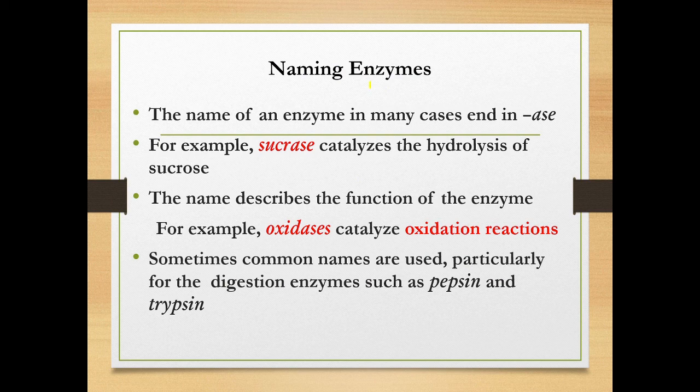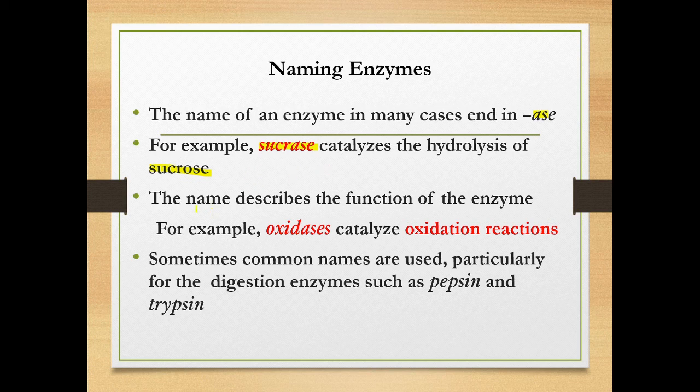And how are enzymes named? The name of an enzyme in many cases ends in -ase. For example, you heard about the substrate called sucrose. The enzyme which converts sucrose is called sucrase. So what is the last part? It is -ase, which is added. The substrate can be converted to its corresponding enzyme by adding -ase: sucrase. If it is lactose, then it is lactase.